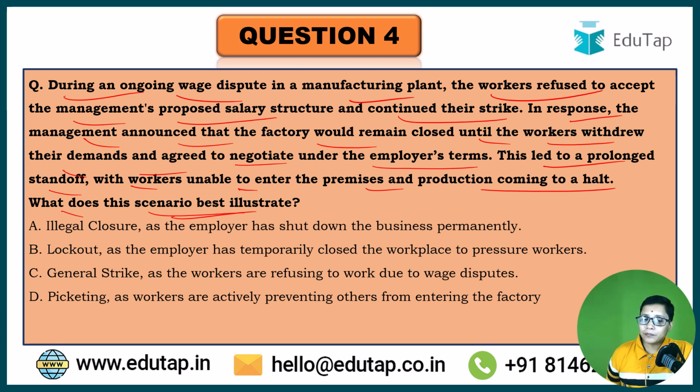See, in this case, it is not illegal closure, because the employers did not permanently shut down the business, only temporarily. Okay, that would be called a lockout. So here the employer has done a lockout, wherein the employer has temporarily closed the workplace to pressurize the workers. This lockout, actually, is a weapon in the hands of the employers. In contrast, if we use the word closure, it means a permanent shutdown of the business. This is not related to a general strike or picketing. This is something where the employer has done this to put pressure on the employees. So here in this case B is the correct answer.